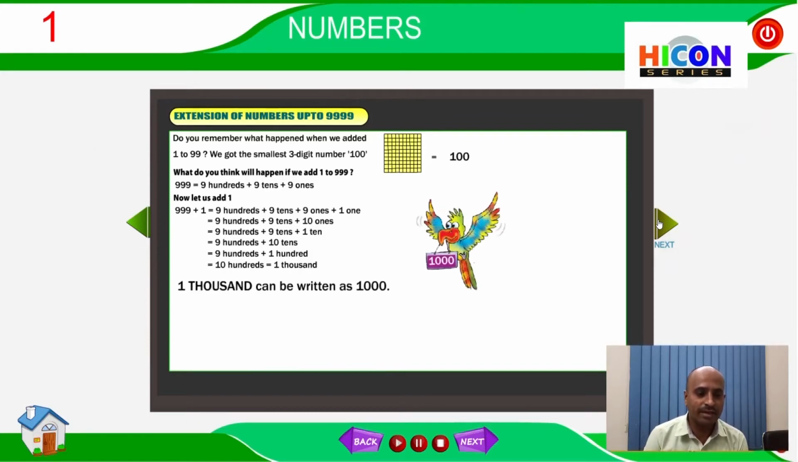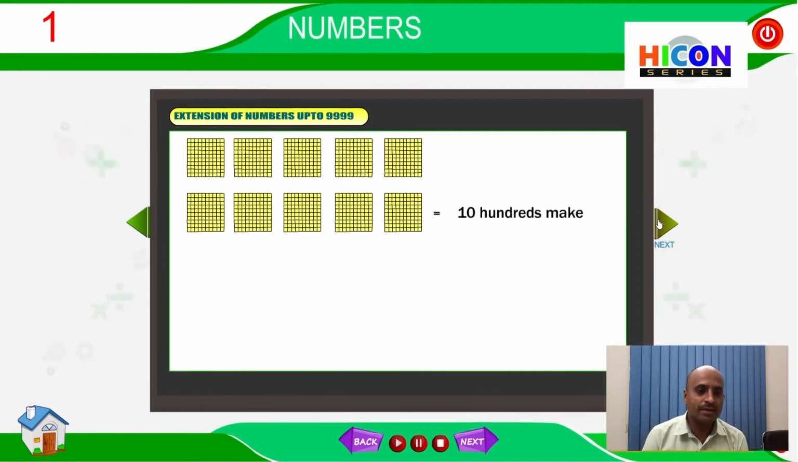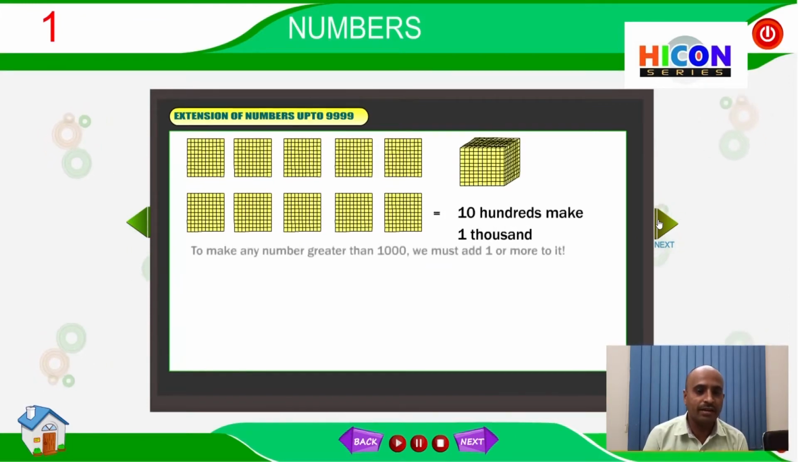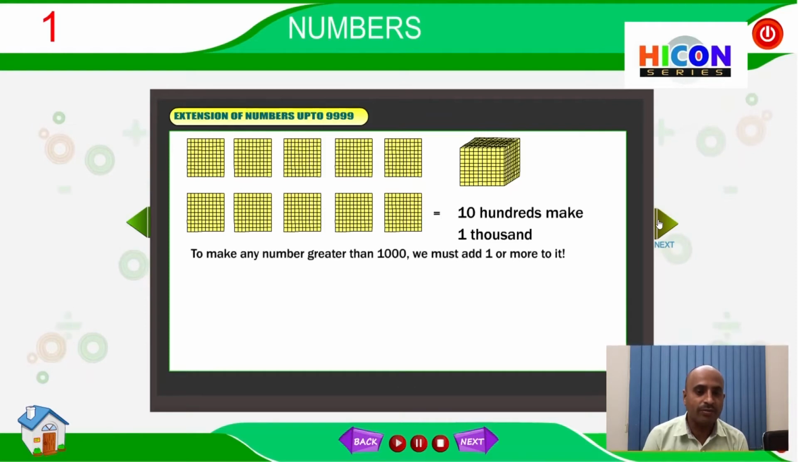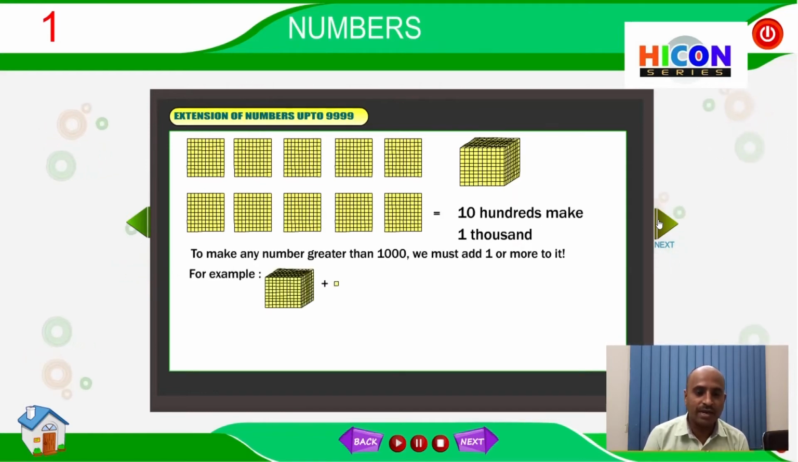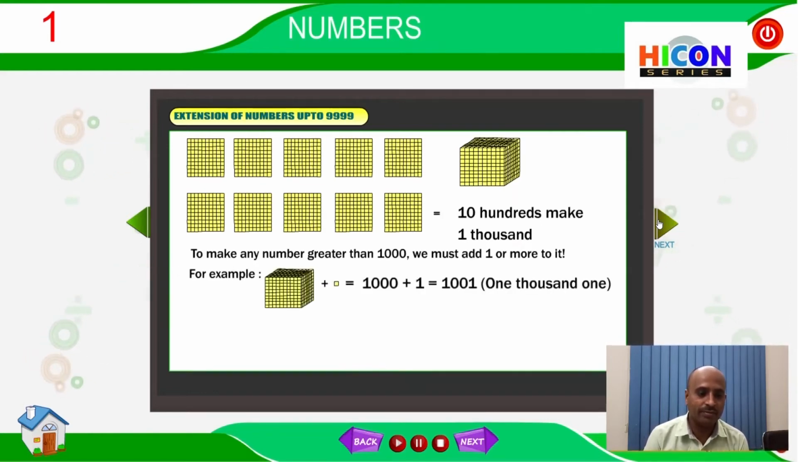So 1000 can be written like this: 1000. 1000 is the smallest 4-digit number and is read as 1000. Here each sheet represents 100 and there are 10 given. 10 hundreds make 1000, so the cube represents 1000. To make any number greater than 1000, we must add 1 or more to it. For example, 1000 plus a small piece gives 1001.